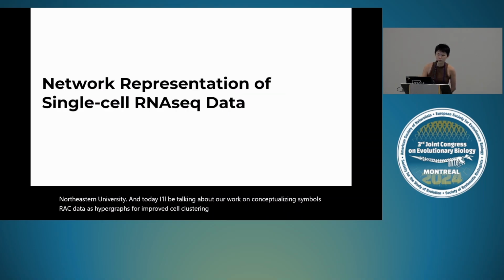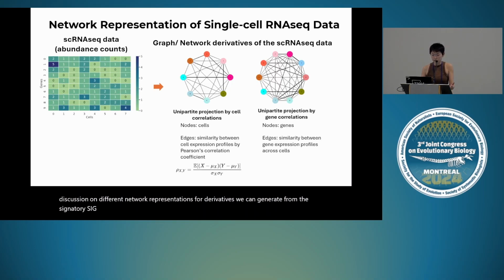We'll begin with the discussion on different network representations or derivatives we can generate from the single-cell RNA-seq data. In the single-cell RNA-seq data, we have the expression level of different genes measured at the single-cell level, also called the abundance count data. And the most conventional network representation that we can generate from this kind of data would be the co-expression network. These are the unipartite projections of the abundance count data.